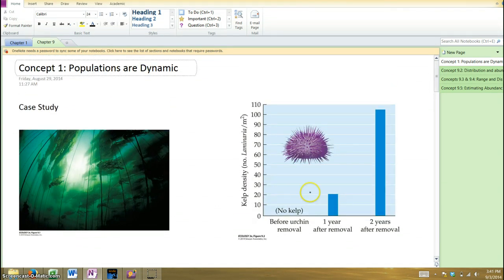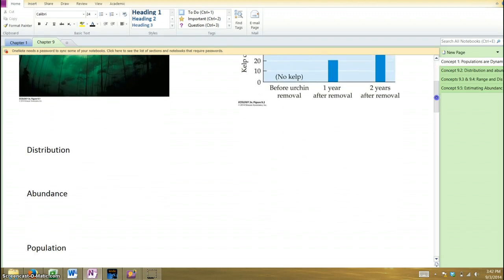And as you can see in some experiments where they did some removals of the urchins, the kelp populations come back or diversify, grow quite a bit. And so this is an example again of species interactions. We said in the first chapter, no species is an island, there's always interactions occurring. And so we can see here one particular species impacting the population of another species.